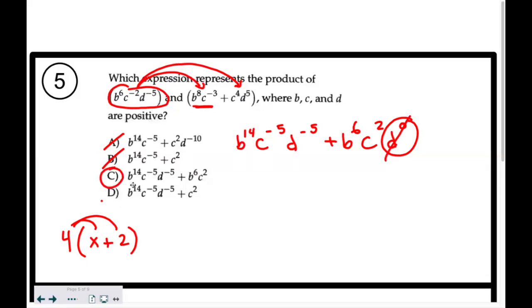So the reality is once we did the b to the 6th, once we knew that was there, we knew the answer was C, we could have stopped there. All right, so it's just like a harder version of a distributive property problem with exponent laws.